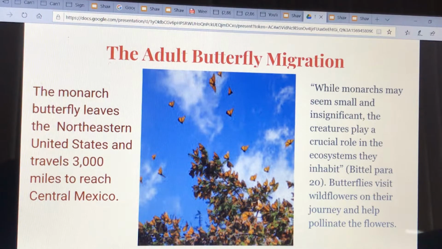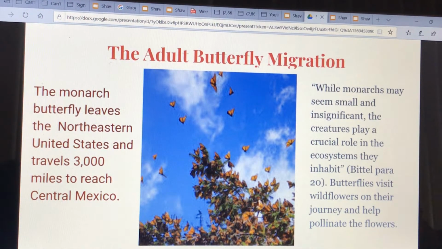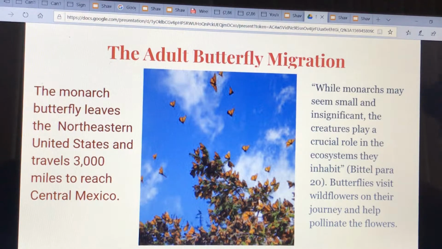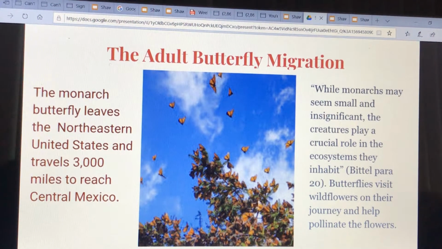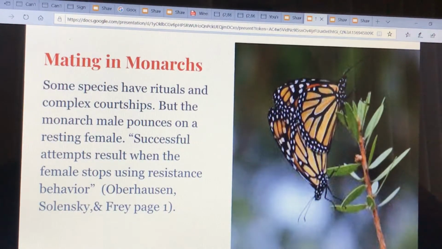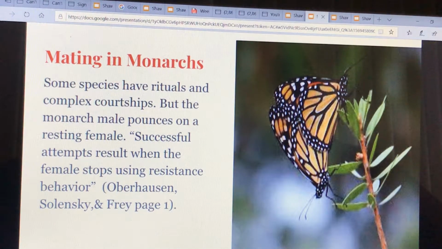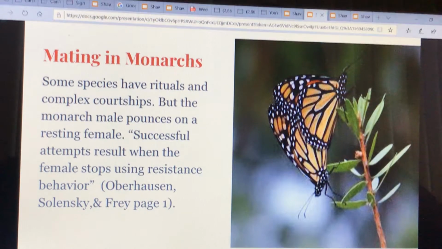And even though these little butterflies seem like they are small and insignificant, they play a huge role in our ecosystem because during that migration, during that pattern, they hit all these different wildflowers along the way. So they're pollinating all these wildflowers during their tour through the United States. And once they get to where they're going, that is when they are mating.